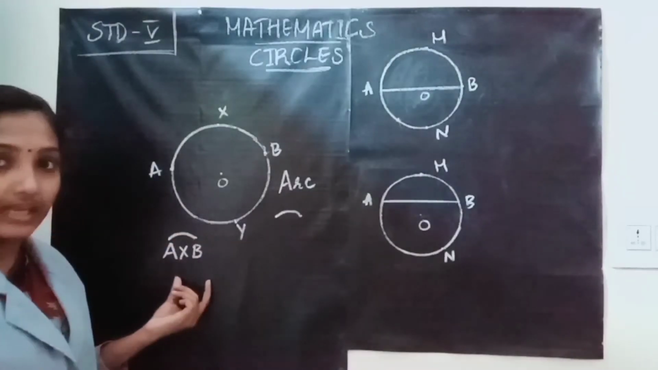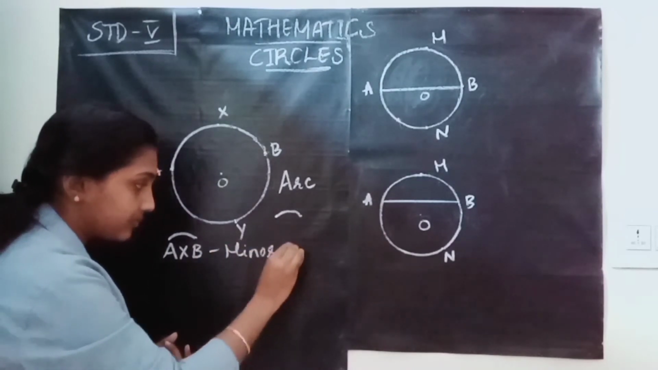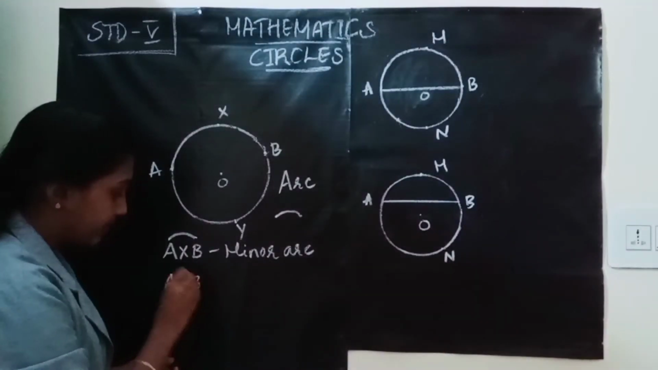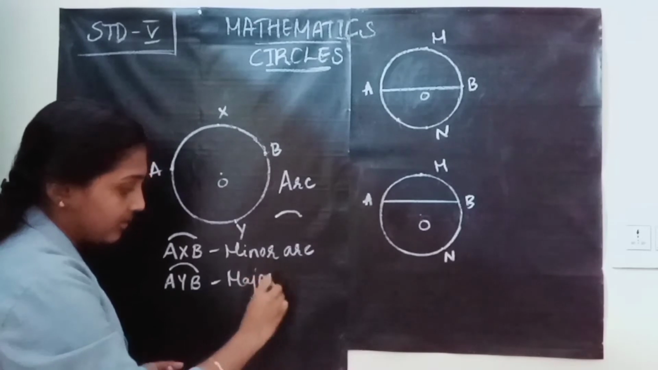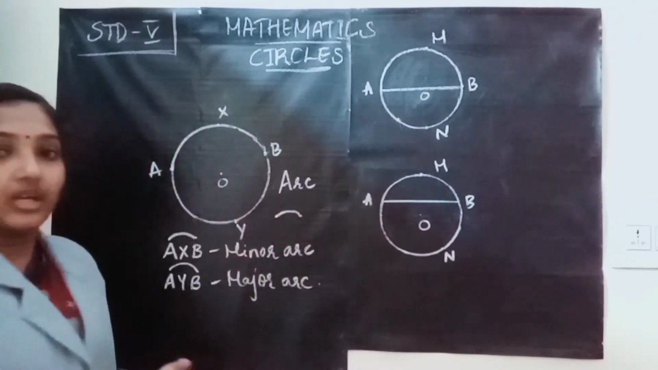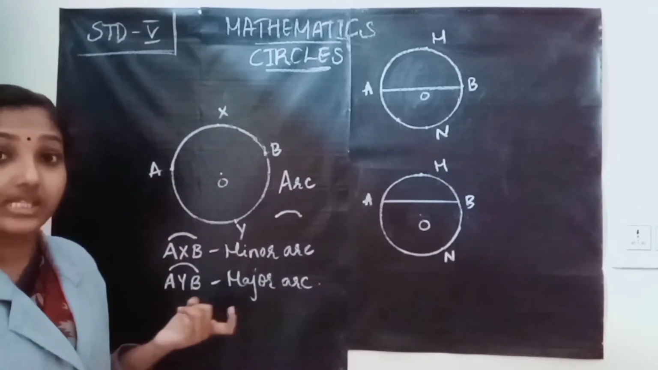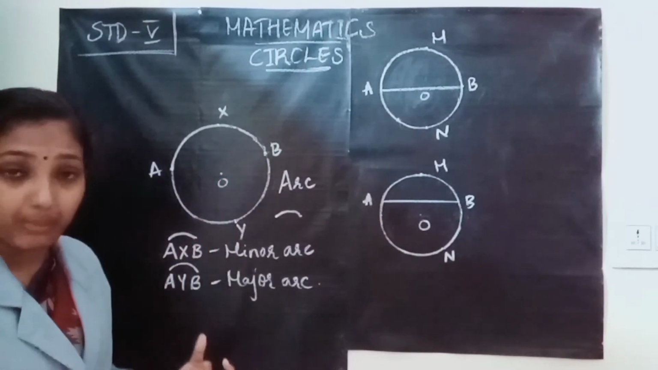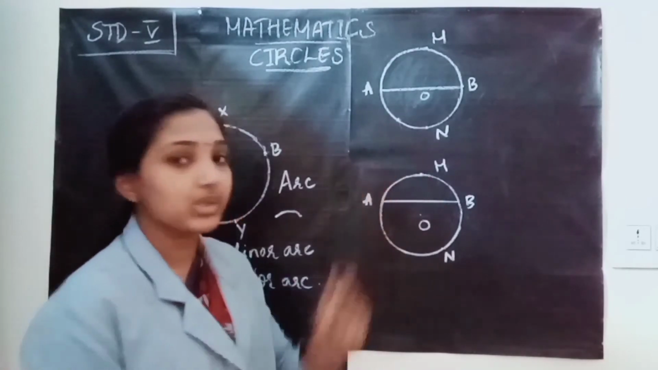Arc AXB is the minor arc, and arc AYB is the major arc. So 2 points in a circle divide the circle into 2 arcs, and we get a minor arc and a major arc. Okay, next, moving on to our next circle.